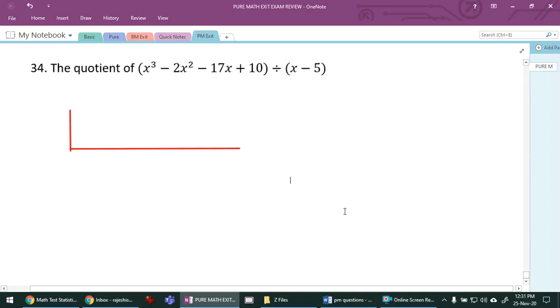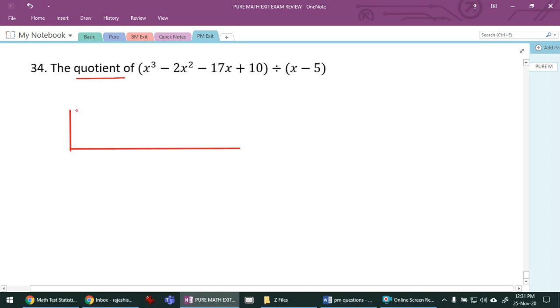In this question, we have to find the quotient of division. So how will you find it? First you have to draw a big capital L like this. Then we will write the coefficients here: 1, minus 2, minus 17, 10. But before that you have to make sure that this is in order: power 3, power 2, power 1, power 0. Now if it is okay, we can write the coefficients.